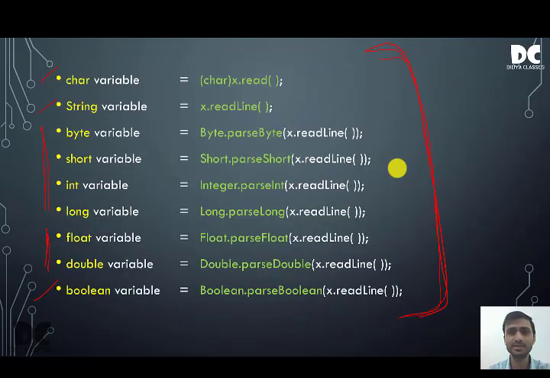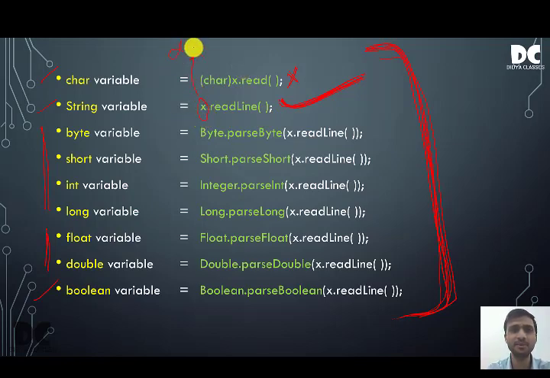Now let us understand the meaning of these lines. Let us first come to String. What does X.readLine do? readLine is a function that helps you take a string value from the keyboard. If you want to input a string value, you have to write readLine. What is X here? X is nothing but the object name.